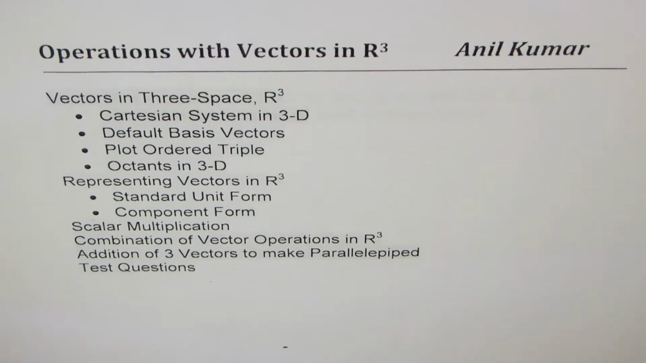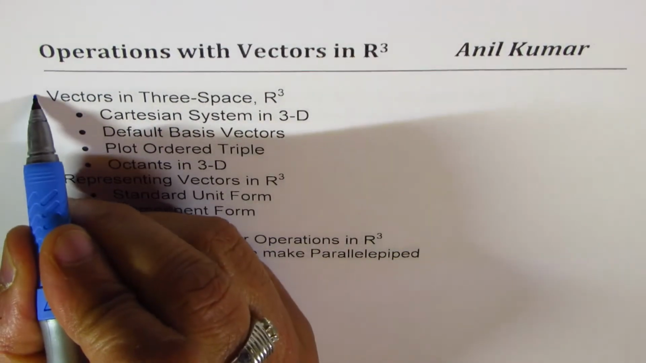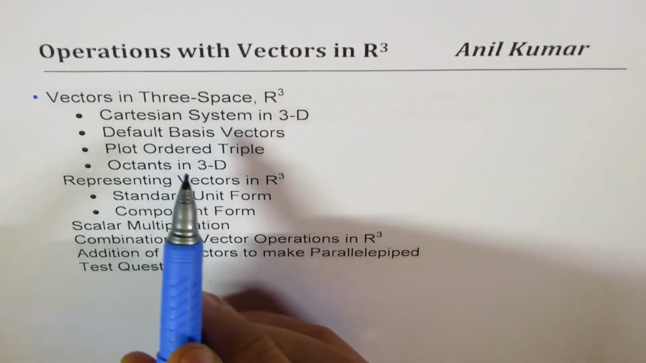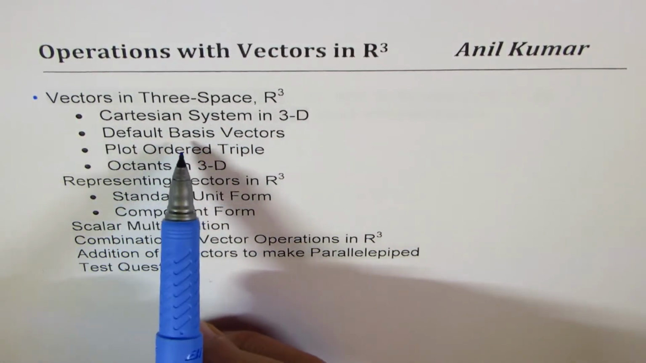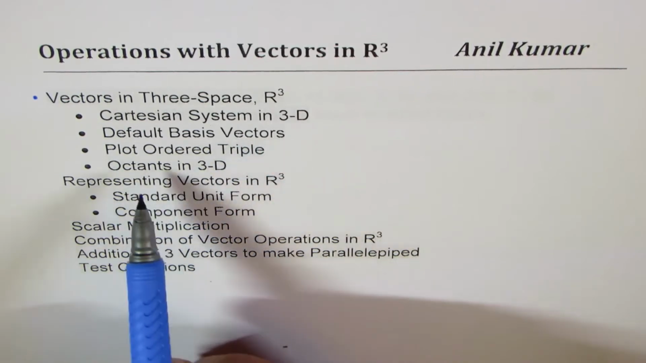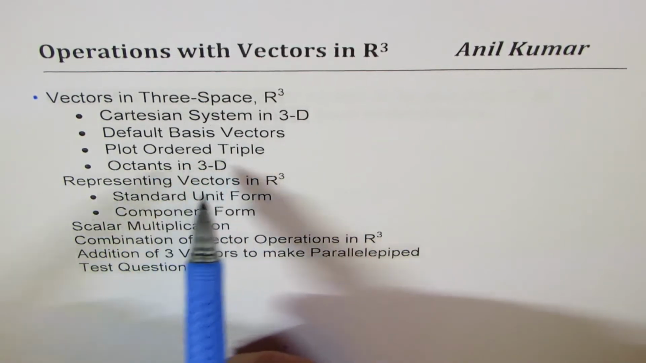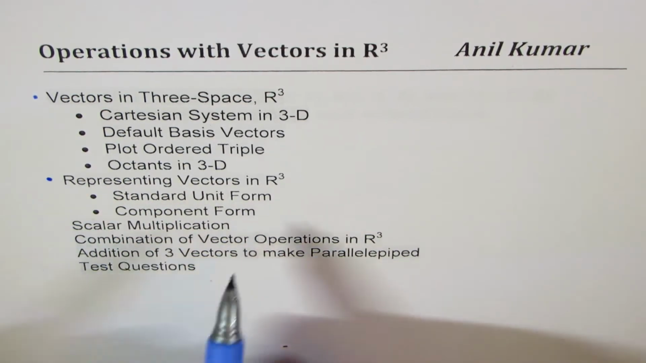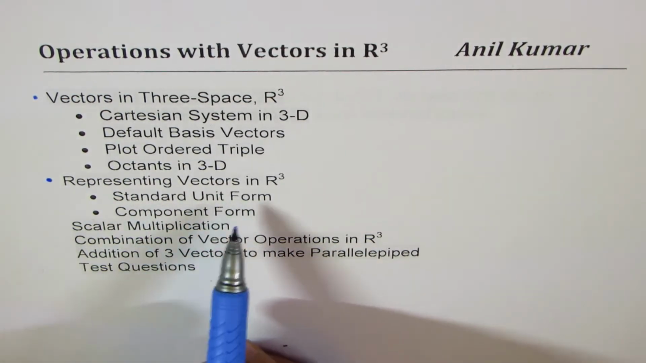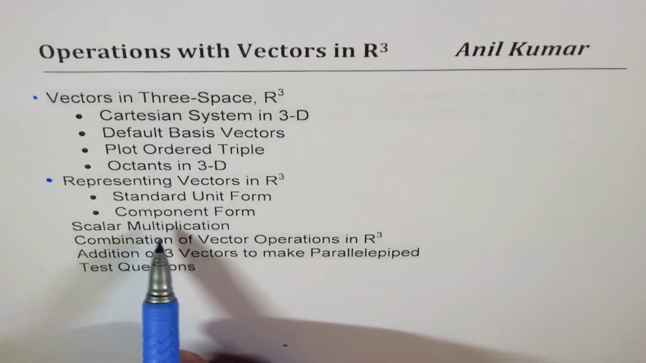I'm Anil Kumar. In this video, I'll summarize all the learnings of operations with vectors in R3. We are going to discuss the main topics as vectors in 3 space, in which we'll see what is a Cartesian system, what are default vectors i, j, k, how to plot ordered triples, and what are octants. Then we'll see how to represent vectors in R3. It could be done in standard unit form or in component form.